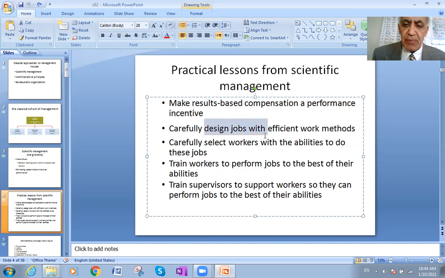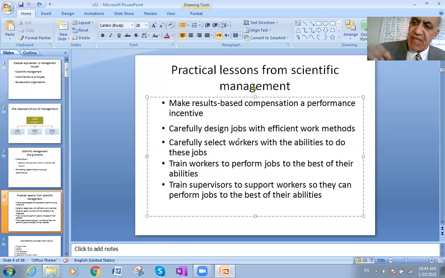Carefully design jobs with different work methods. Actually, they did very good things. In general, they were the first to talk about job specification and job specialization, that everyone should be specialized on one point only.